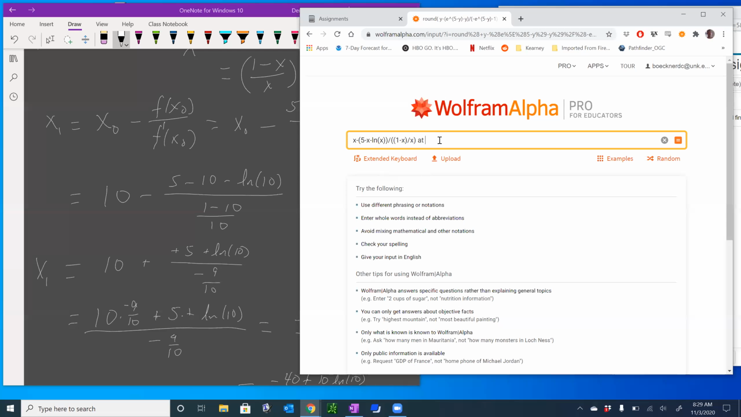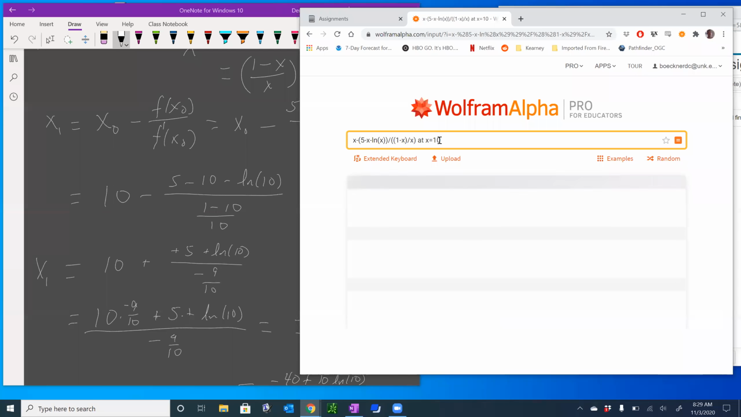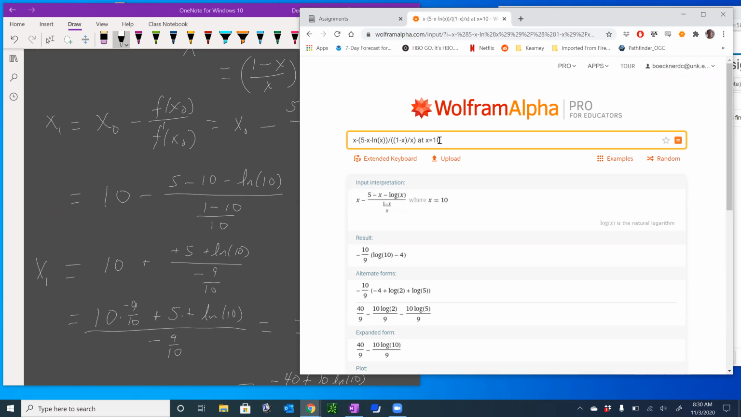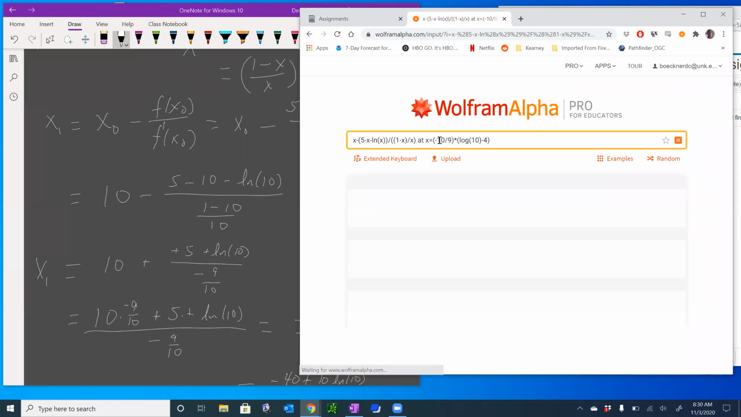Okay. So we're going to tell it to do that at x equals 10. That's going to tell us the first thing, which is what we had there. And now we're going to tell it to do it at this thing, so that I don't have to type that all in again. I like that result form. Of those three forms, the result form looks like the easiest to type in. So we're going to do that one, minus 10 over 9. And then we're going to multiply by log 10 minus 4. Log 10 in this case is natural log. So let's do that.